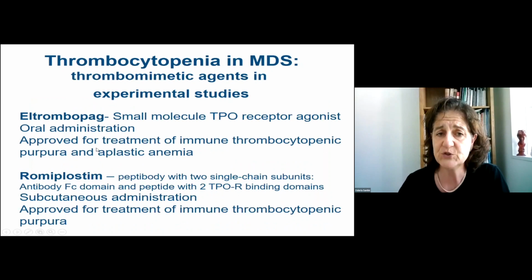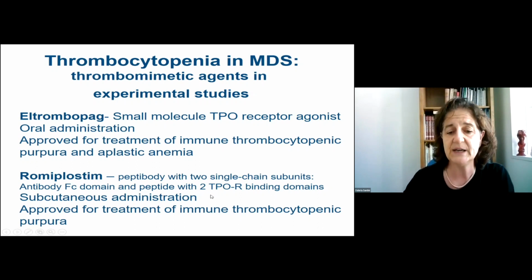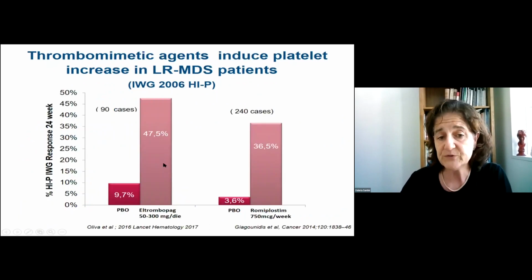But we have two drugs that are possibly useful for thrombocytopenia in MDS. One we already saw, eltrombopag, an oral drug, a TPO receptor agonist, and then romiplostim. Romiplostim is a different molecule, is administered subcutaneously, and is approved, as is eltrombopag, for ITP, and eltrombopag also for aplastic anemia. Both drugs are effective. These are the two studies.